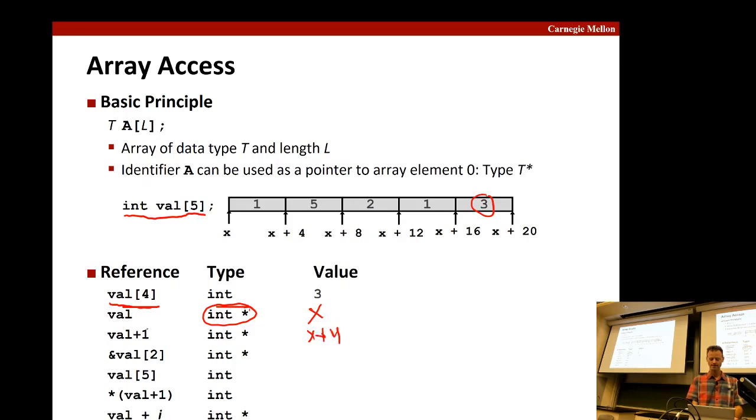Okay, because it knows that you're sort of skipping ahead 1 in this counter here. So what about this one? So we have val 2, but then we take the address of that. So what is that going to return us? X plus 8. See that? X, that's right, X plus 8.